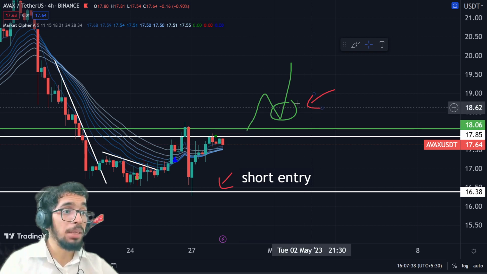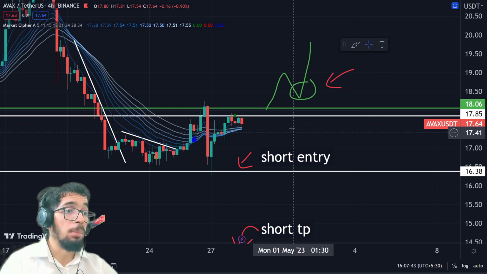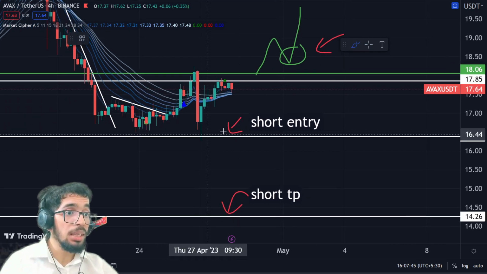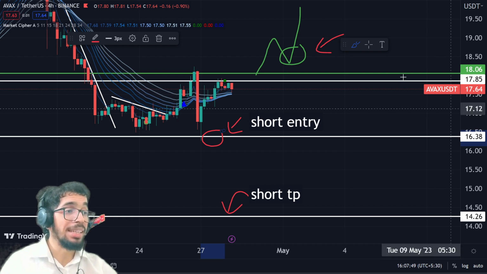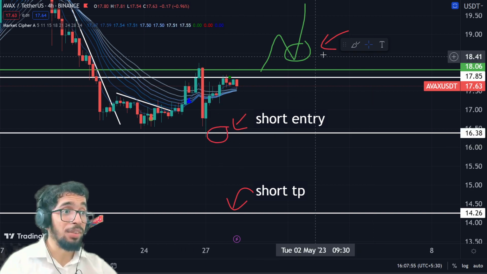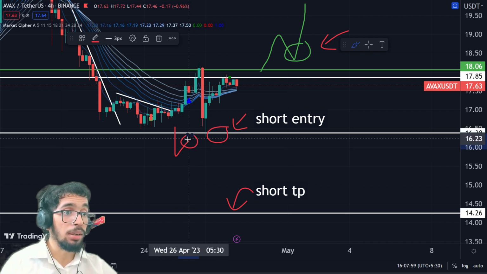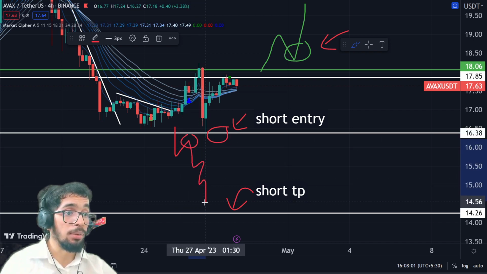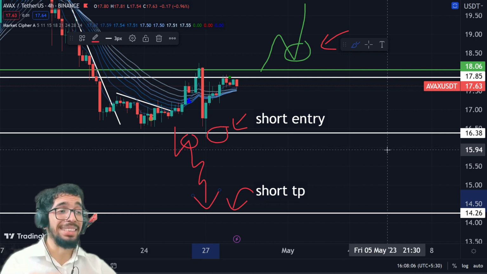Once it breaks it and makes it a support, we enter all our long buys. Till then we just watch. But the bearish part will be if it breaks this key support at around $16.38, which is when Bitcoin will break that support at 28,760, right? Then we are all going to go down. So then we enter short right here, and it's more probably going to go down, and here we put our take profit around $14.26. That's for the AVAX chart.